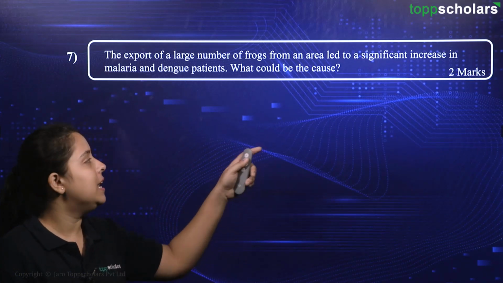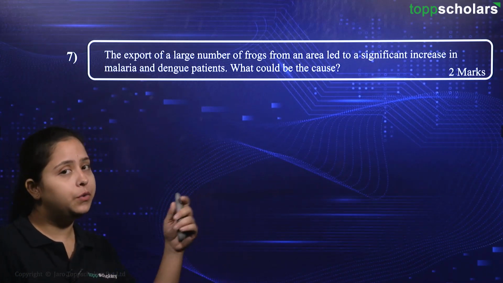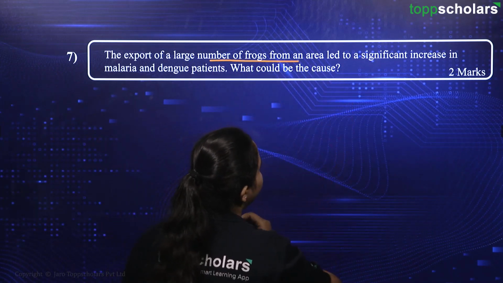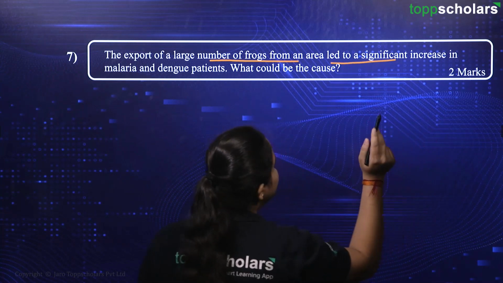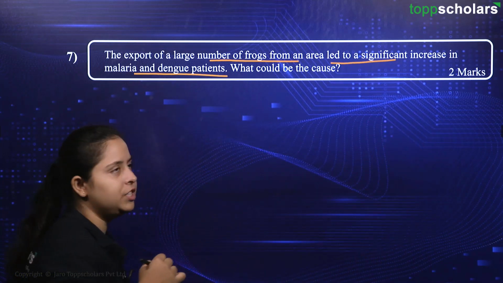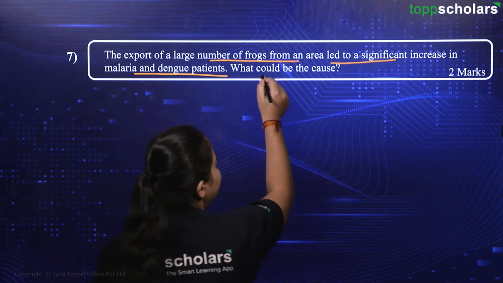Here is the question asked for 2 marks. Let us go and read this question first. The question says the export of a large number of frogs from an area led to a significant increase in malaria and dengue patients. Okay. What would be the cause?